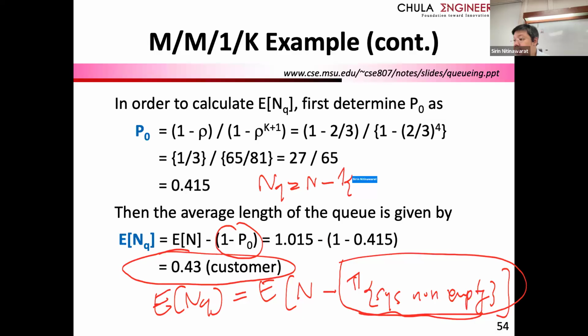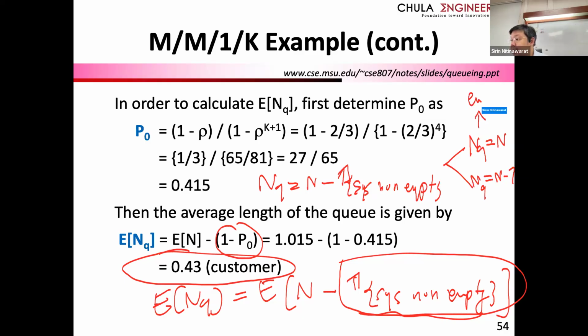Because when I write it like this, 1 if the system is non-empty, what do I mean by that? There are two separate cases, right? When the system is empty, this indicator function is 0, so NQ is equal to N. When the system is non-empty, NQ is equal to N minus 1. This is when empty, and this is when non-empty, right?